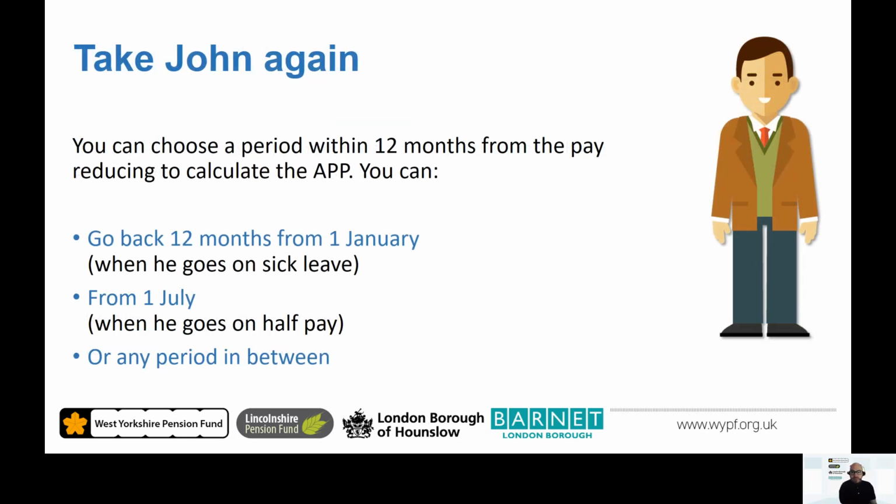When determining if the member received higher pensionable pay, you can choose a period within 12 months from the pay reducing to calculate the APP. So you can either go back 12 months from the 1st of January when he goes on sick leave, from the 1st of July when he goes on half pay, or look at any period in between to determine the higher level of pensionable pay.